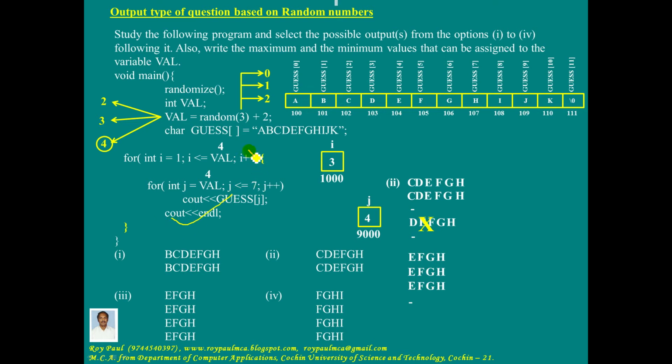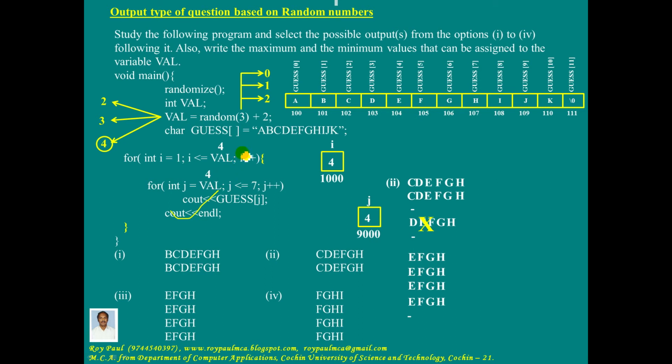After this, again control comes here, I plus plus, I becomes 4. After this, condition checked. 4 less than or equal to 4, condition true, it comes inside. Inner for loop, all the characters from index 4 to index 7 displayed. So again you get E, F, G, H. So here one more E, F, G, H. And because of this endl, cursor went to next line.